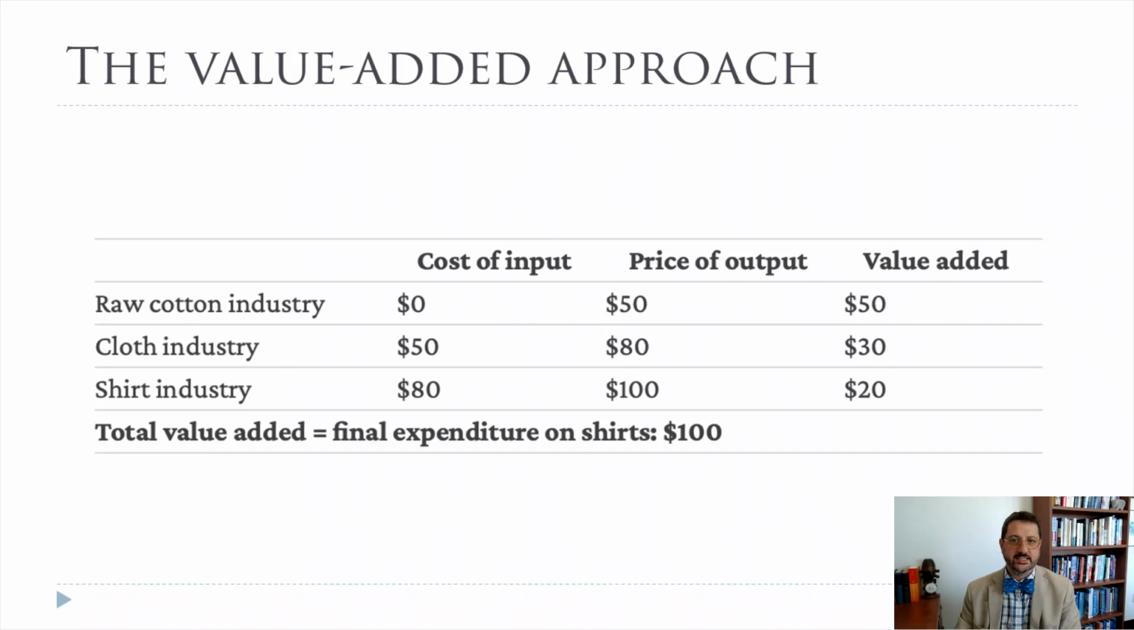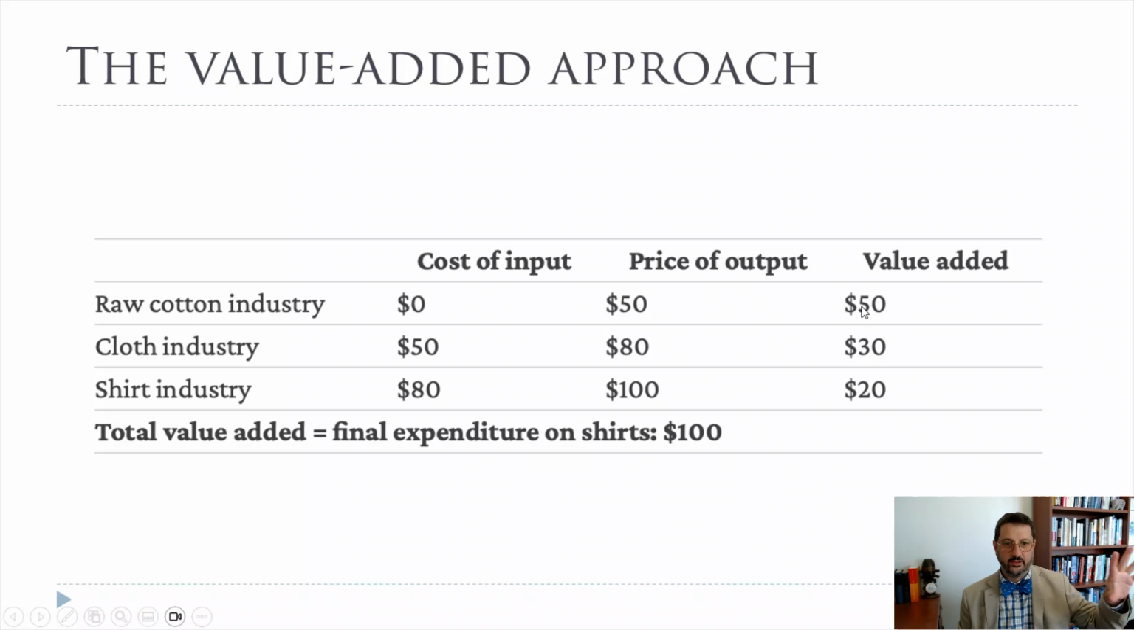All right, so here's an example for the value added approach. We have 3 industries. We have a raw cotton industry, we have a cloth industry, and we have a shirt industry. So let's start with the cotton industry. We're just going to assume they have no cost of inputs, just for simplification. They probably have to buy some seeds or whatever and fertilizer. The price of their output is $50, and so 50 minus 0 is $50.